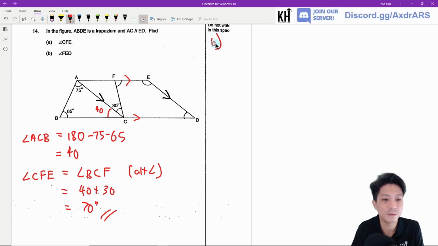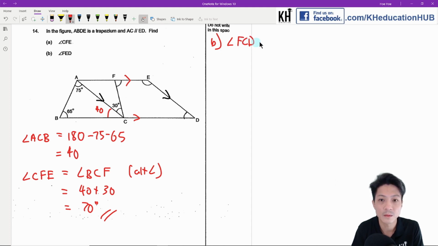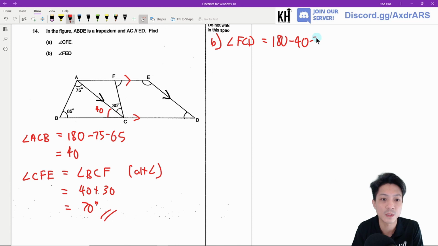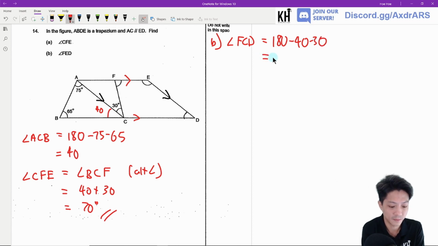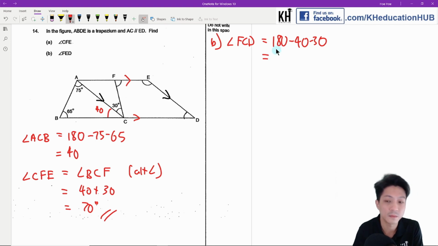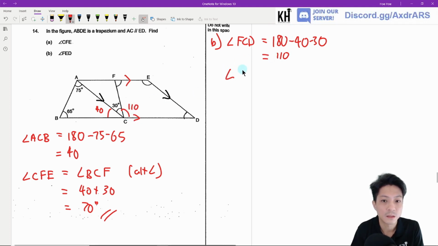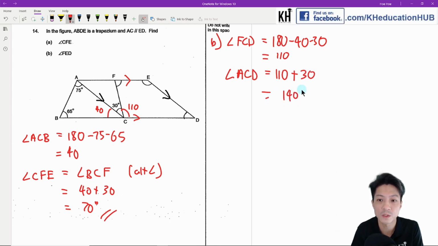Okay, for part B. Let's find out what is angle FCD. Angle FCD is equal to 180 minus 40 minus 30, equals to 110. So this angle over here is 110. And angle ACD is equal to 110 plus 30, okay, which is 140 degrees.